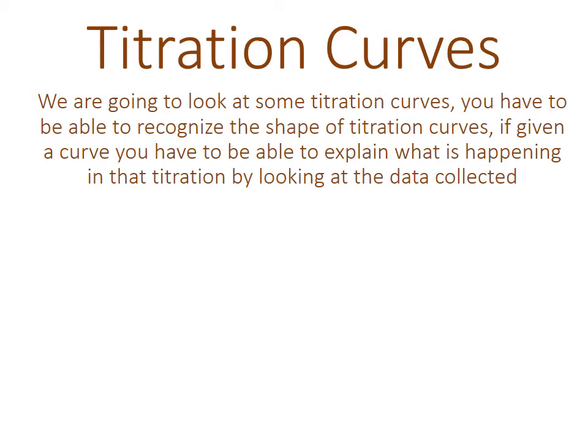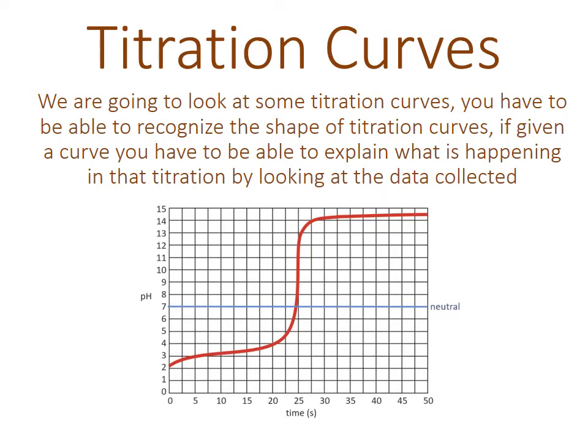Titration curves. We are going to look at some titration curves. You have to be able to recognize the shape of titration curves. If given a curve, you have to be able to explain what is happening in that titration by looking at the data collected. For example, if I give you a curve, you can say by looking at the graph, this is a weak acid being titrated by a strong base. There will be questions about titration curves on the unit exam and on the final, so make a note of that in your handout.